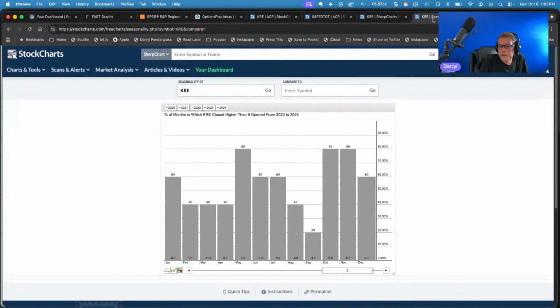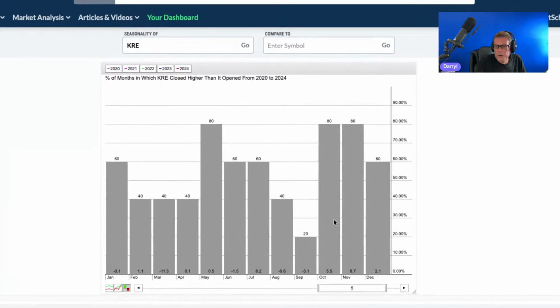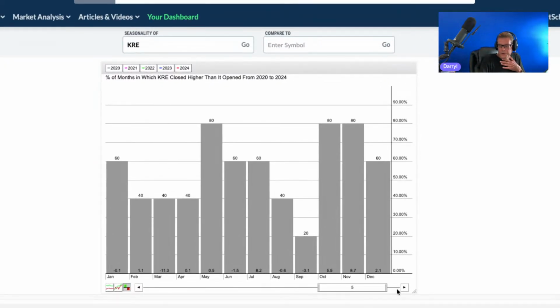Next thing I want to do is take a look at the seasonality chart for KRE. I can make this a little bit larger. So I'm basically looking at 5 years, excluding this year. So I'm looking at the 5 previous years. We can see in September, it's pretty rough on the KRE. They end the month higher only 20% of the time, with a typical pullback of 3.1%. But October, November, and December are usually really good months for the KRE. So on average, they outperform 80% of the time in both October and November. And in December, they outperform 60% of the time.